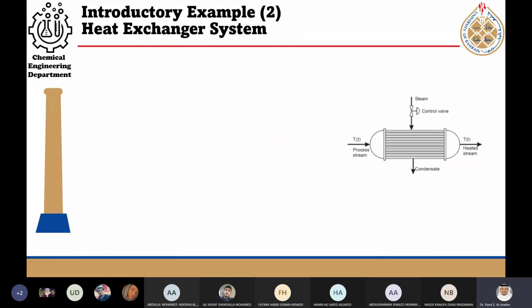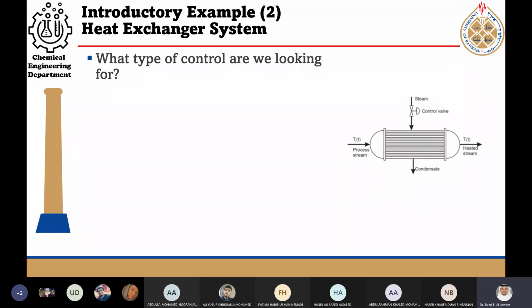Now let's move into another example, which is slightly more complicated and requires more analysis. And then again, we start by asking the same questions. This is a heat exchanger. And as you can see here, we are using steam, hot steam, usually. And this is a very important fact that you need to remember.